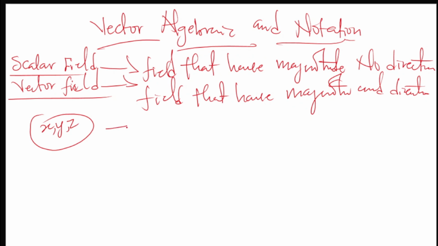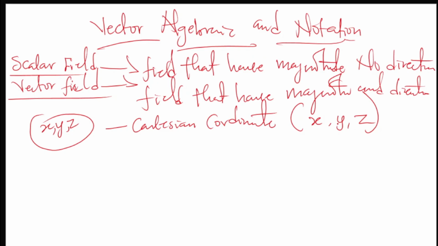The first one is our Cartesian coordinates, the one we know, which is characterized with x, y, z. This is the one we normally use. Now we have another type of coordinate that is called the cylindrical coordinate.